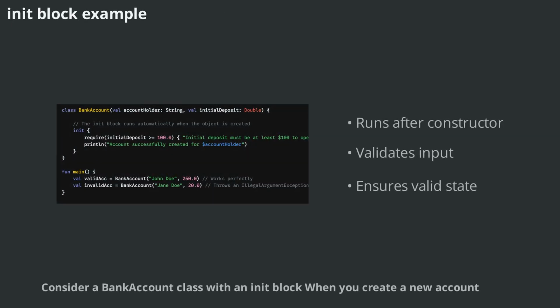Consider a BankAccount class with an init block. When you create a new account, the init block checks if the initial deposit is at least $100. If not, it throws an error. This ensures that every bank account object starts in a valid state. The init block is perfect for enforcing rules and running setup code right when your object is created.